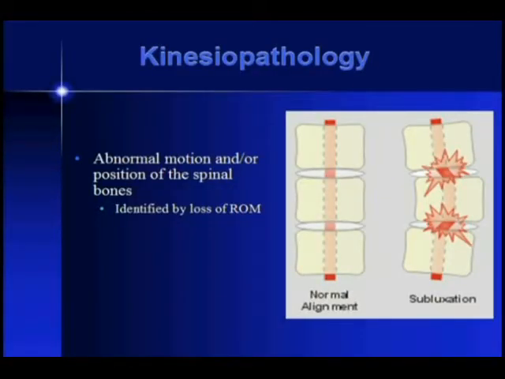Kinesiopathology, that's abnormal motion and/or position of the spinal bones. This is best indicated by loss of range of motion. In other words, your neck doesn't move as it used to. Your back doesn't move as it used to. A lot of times, there's pain along with this. Your neck hurts when you move. Your back hurts when you move, or you've just got pain in general. That's a good indicator that there's vertebral subluxation complex present.